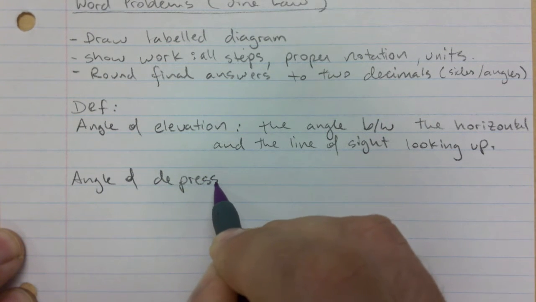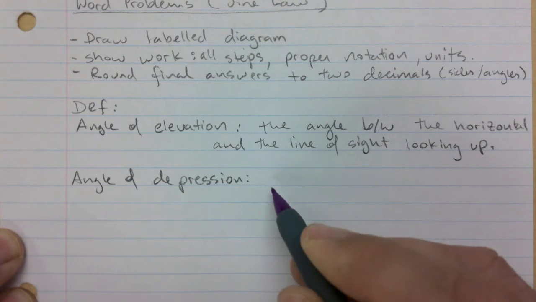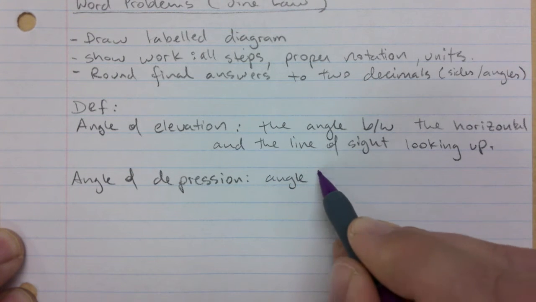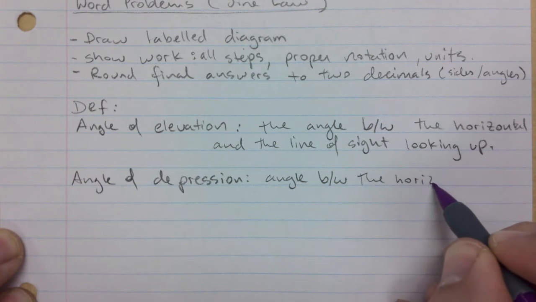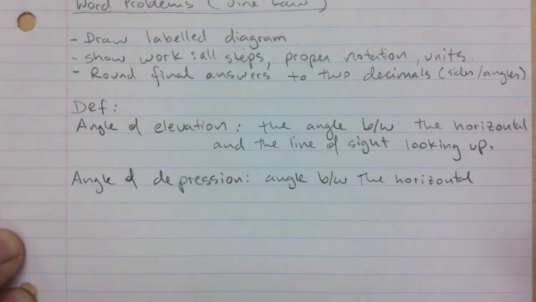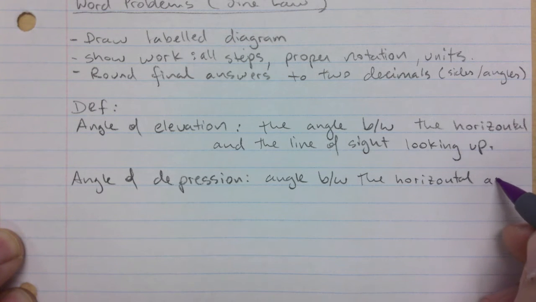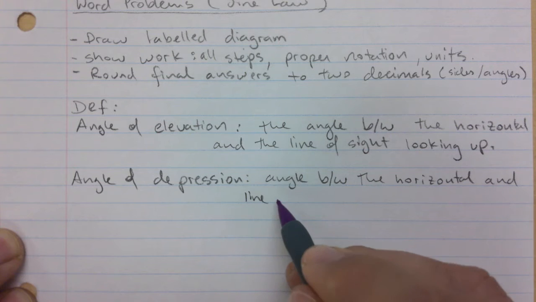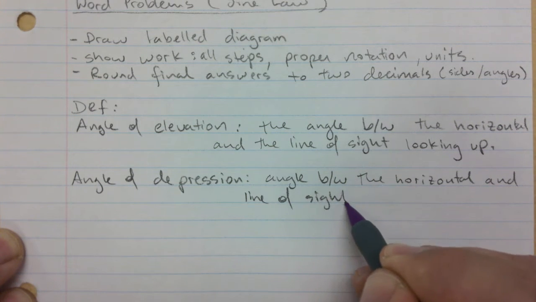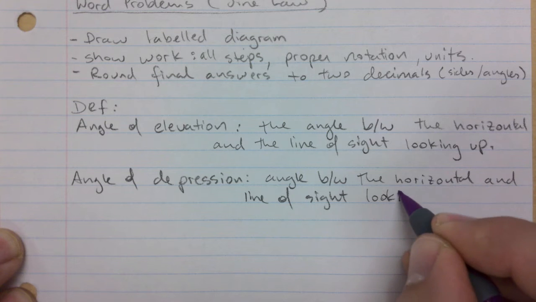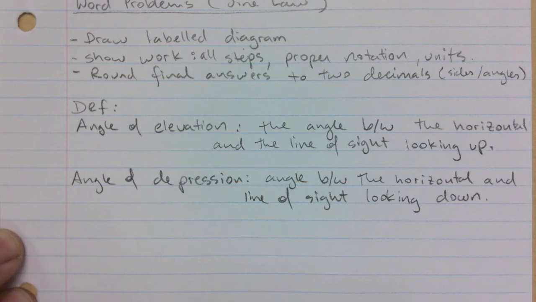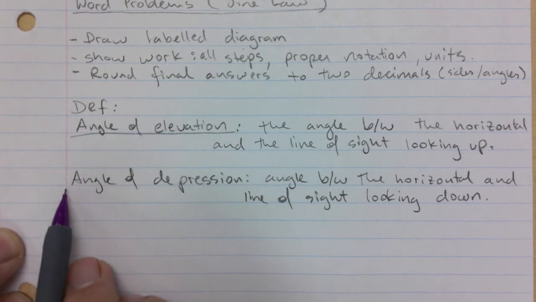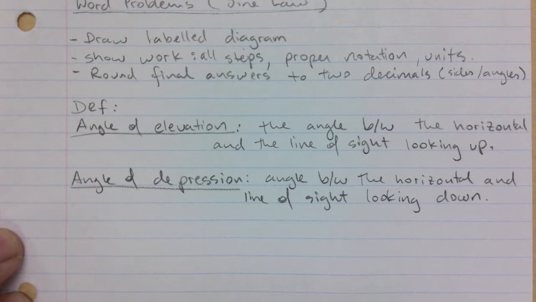Angle of depression: the angle between the horizontal and the line of sight looking down. So angle of elevation, angle of depression, there it is.